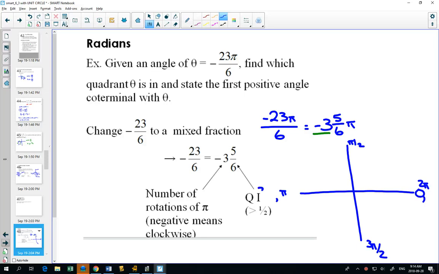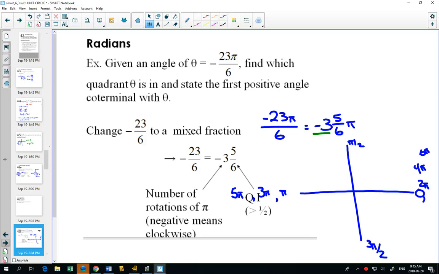Would you agree that pi is coterminal with 3 pi? And then coterminal again with 5 pi. Would you agree that 2 pi is, if you went around twice, coterminal with 4 pi? And if you went around again, 6 pi. So a pattern that we can notice with those coterminal angles on the positive x-axis is they're all even multiples of pi. And all the angles coterminal on the negative x-axis are all odd multiples of pi.